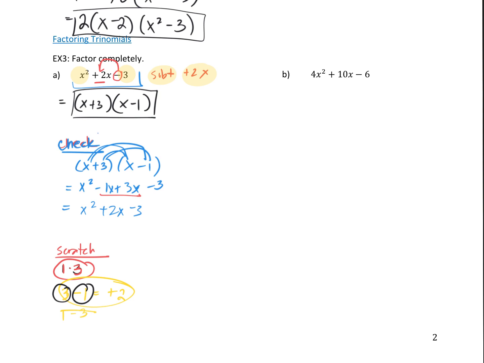Again, if you're checking your work, please write out that you're checking it. And if you're doing scratch work, write out that you're scratching it. Or that you're scratch working it.